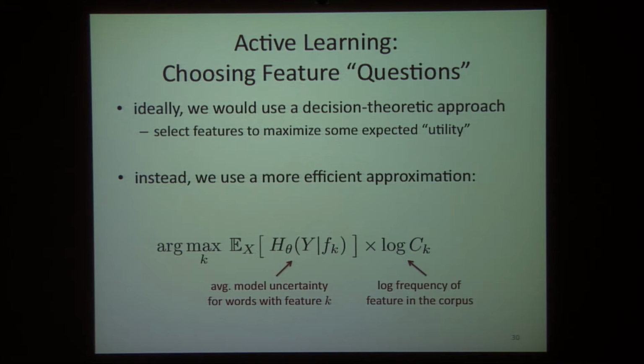It's just the average model uncertainty for words that have this feature times an appropriate scaling factor. So it's basically how uncertain we are about this particular feature times the log of how frequently that particular feature occurs. We might be uncertain about a feature because it only occurs once in the corpus, and we don't want to ask questions about those. So we'll ask questions about things that do occur frequently, but we're also uncertain about.